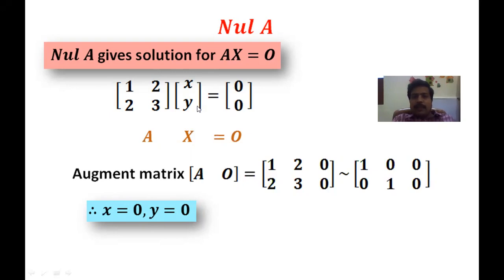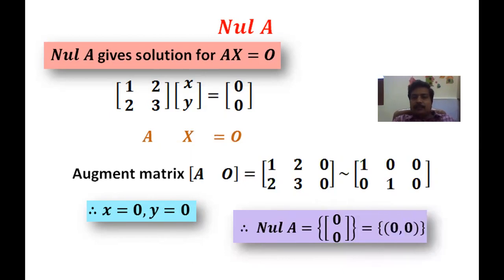For no other x, y will you get zeros. So we can say that the null space of A contains only the 0 vector, that is (0, 0). We can also write it as a two-tuple ordered pair (0, 0). Both notations represent the same vector. Of course, for convenience, sometimes we use column vectors, sometimes we write it as an n-tuple. So the null space of A contains only the 0 vector.